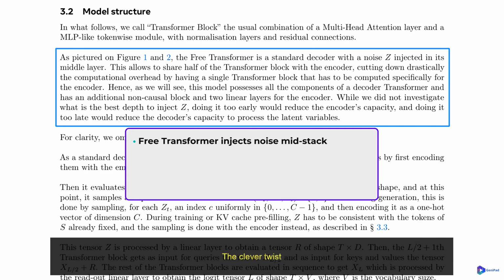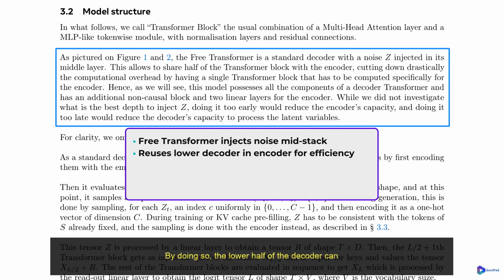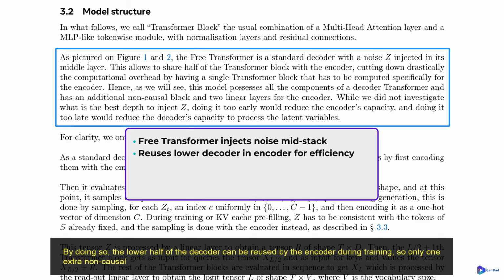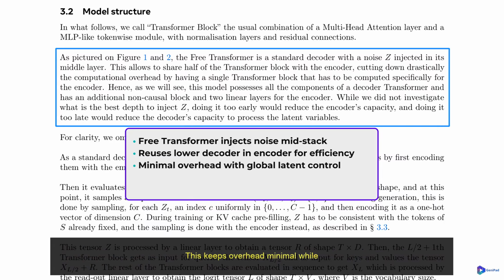The clever twist of the free transformer is where it injects noise Z, right in the middle of the stack. By doing so, the lower half of the decoder can be reused by the encoder during training, so only one extra non-causal block and a couple of linear layers are needed on the encoder side. This keeps overhead minimal while still giving the model a global latent handle that can steer the upper layers.